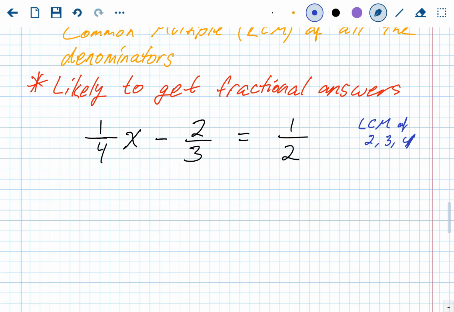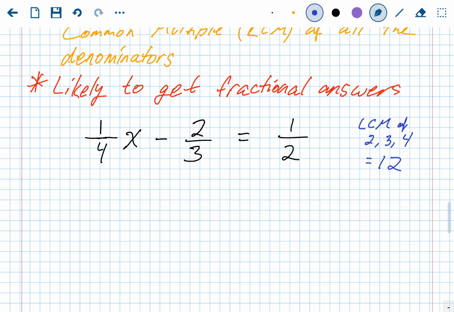Okay? So one way to do it is you just check for multiples of 4. For example, 4. 4 is the first multiple of 4. The problem is 3 doesn't go into 4. So you go to the next one, 8. 2 goes into 8, but 3 doesn't go into 8. So go to the next multiple of 4, which is 12. 2 goes into 12. 3 goes into 12, obviously 4 goes into 12. So 12 is the least common multiple.